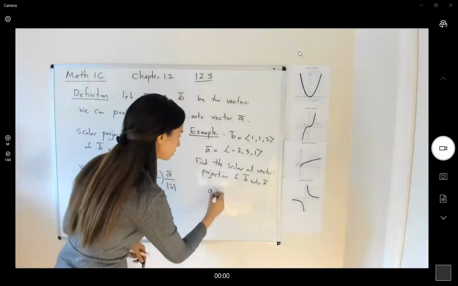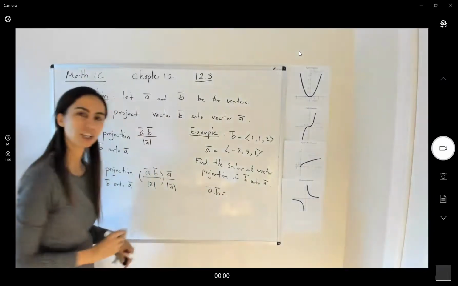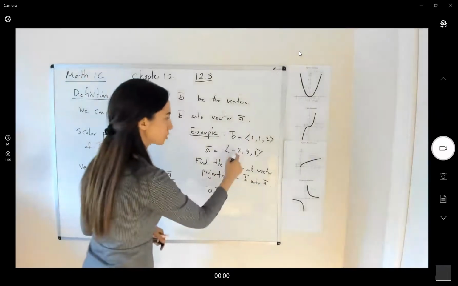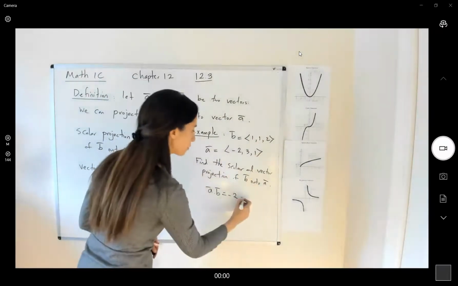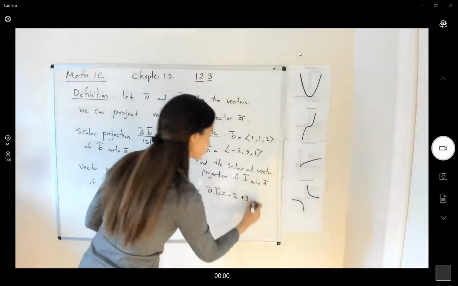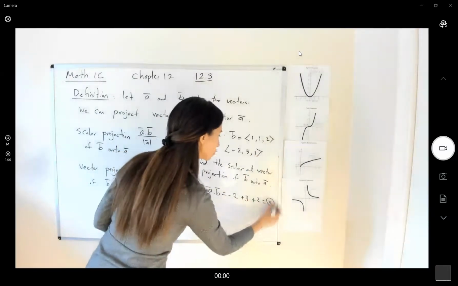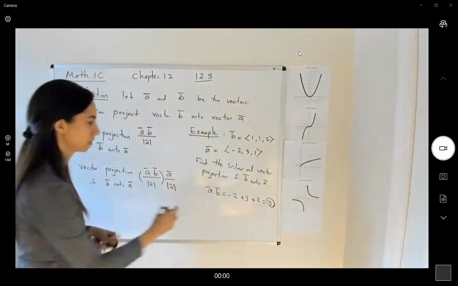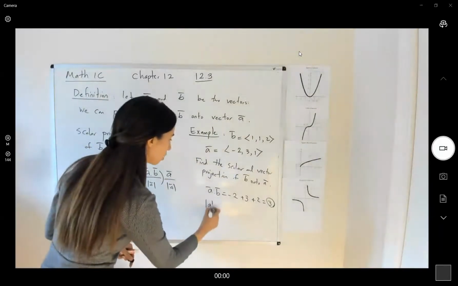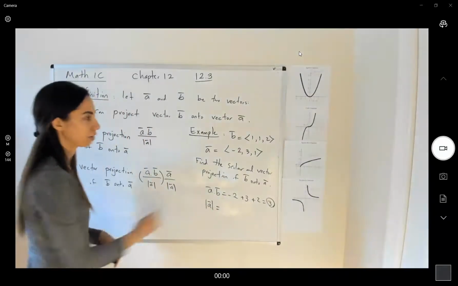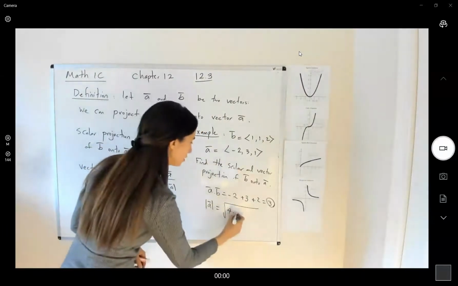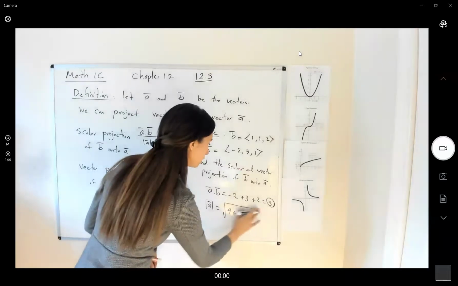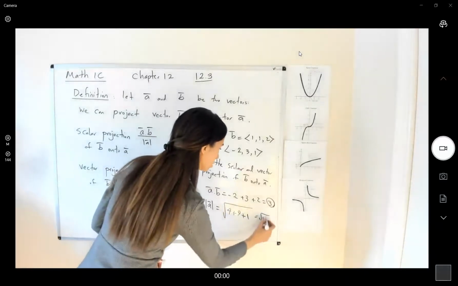So A dot B, the dot product, the inner product: 1 times negative 2, which is minus 2, plus 3, plus 2, which is equal to 3. Now let us find the magnitude of vector A. The magnitude of vector A is equal to the square root of 4 plus 9 plus 1, which is equal to square root of 14.